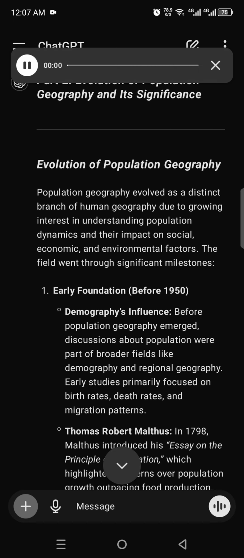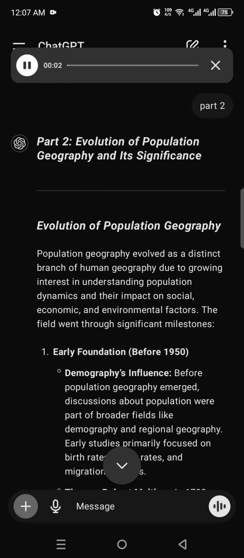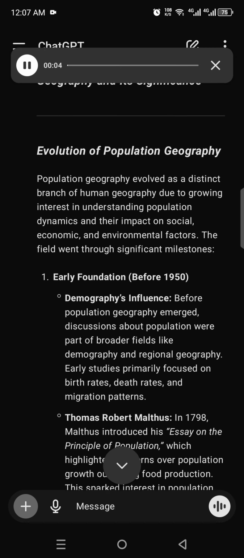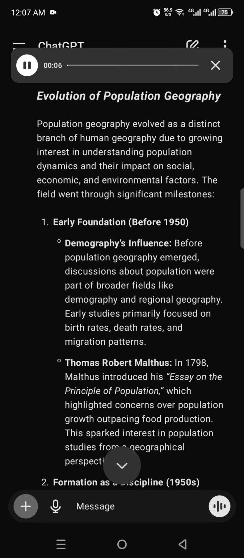Part 2. Evolution of population geography and its significance. Evolution of population geography. Population geography evolved as a distinct branch of human geography due to growing interest in understanding population dynamics and their impact on social, economic, and environmental factors. The field went through significant milestones.